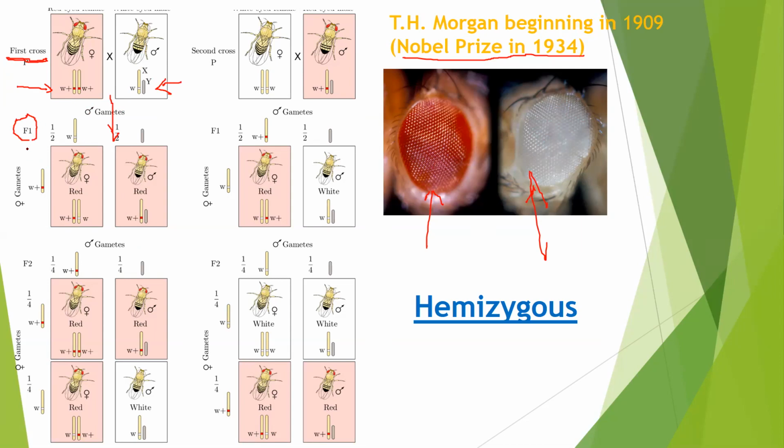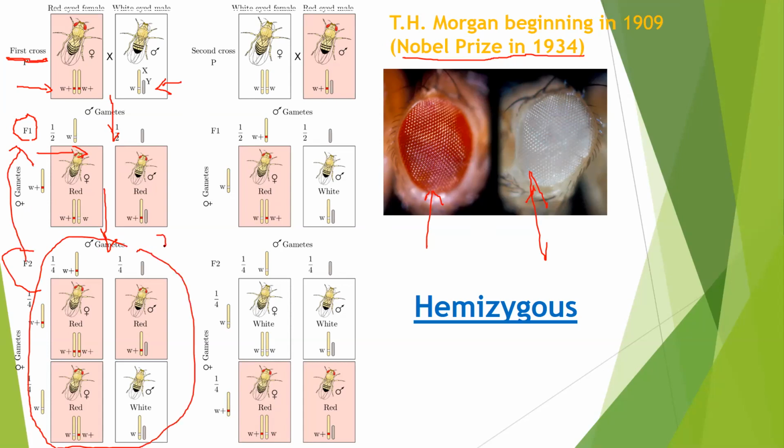At the beginning, he didn't know this gene is linked to the X chromosome, so he expected all the F1 progeny to show the same phenotype. Yes, this is what he observed. He then generated the F2 population by crossing the F1 population, and he observed the classical 3-to-1 ratio. Bingo. This is the classical Mendelian ratio.